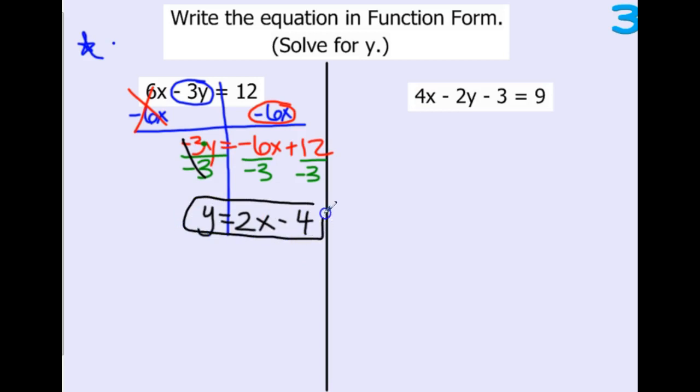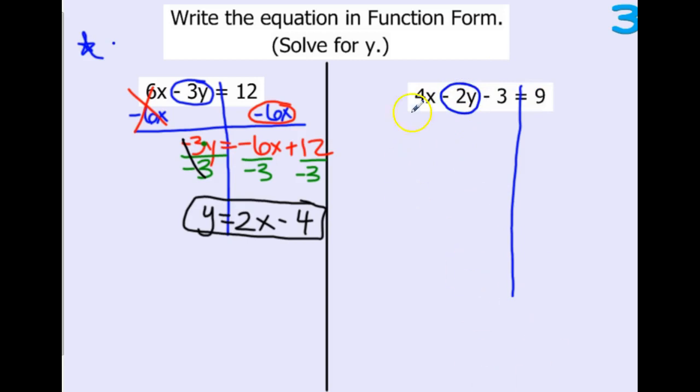12 divided by 3 is 4, but it's negative. That's our answer. Y is all by itself. Now this one's a little bit tricky. I'm going to draw my line down. We have 4 terms this time. That's okay. We still want y by itself.